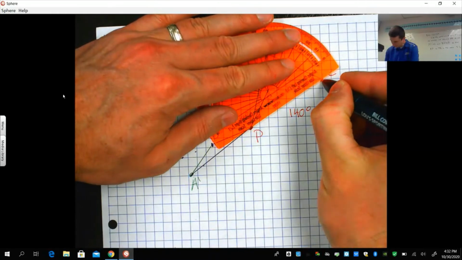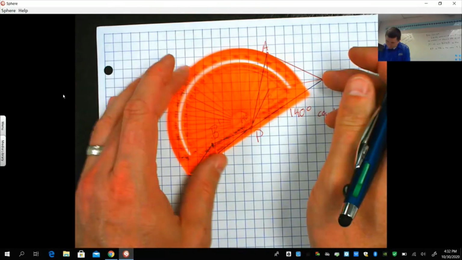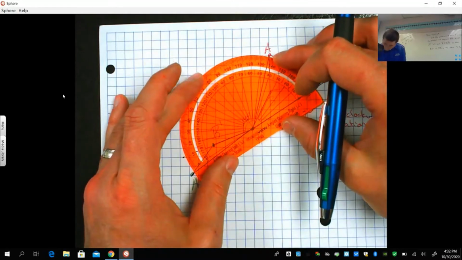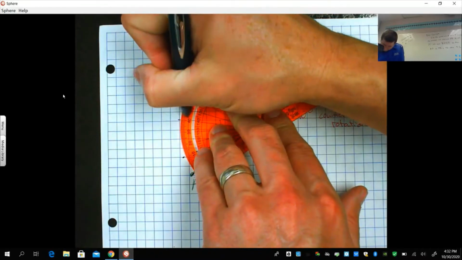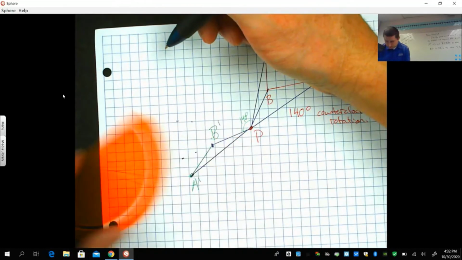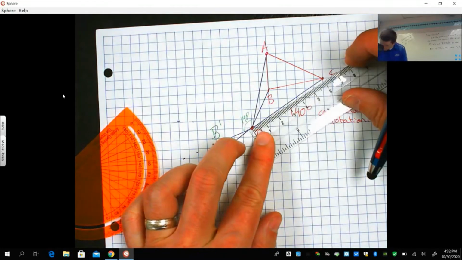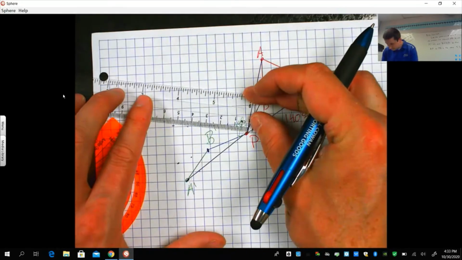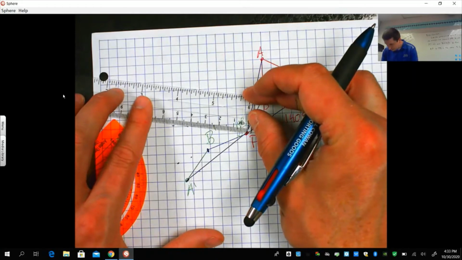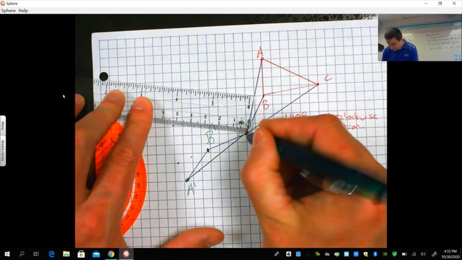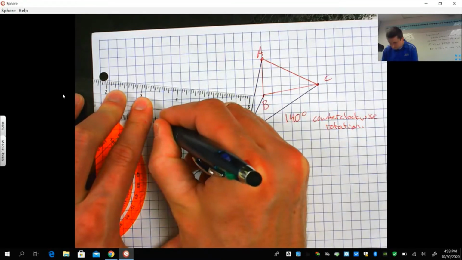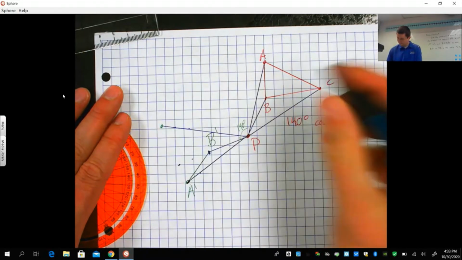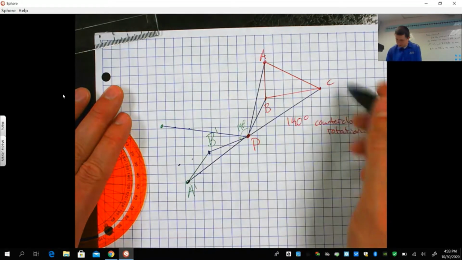Draw from C to P. I'm going to measure 140 degrees. Okay. This is about 6.1 centimeters. I'm going to put 0 on this point of rotation. Line that up. Go to 6.1. At the end, that should be C prime.